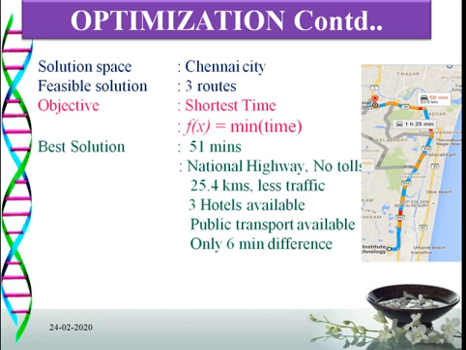Okay, Google is giving some answer. If you see, it is giving 51 minutes, national highway, no tolls, 25.4 kilometers, less traffic, 3 hotels available, public transport also available, and only a 6 minute difference between you and your friend. If it is giving a solution like this, it is possible only through optimization techniques.